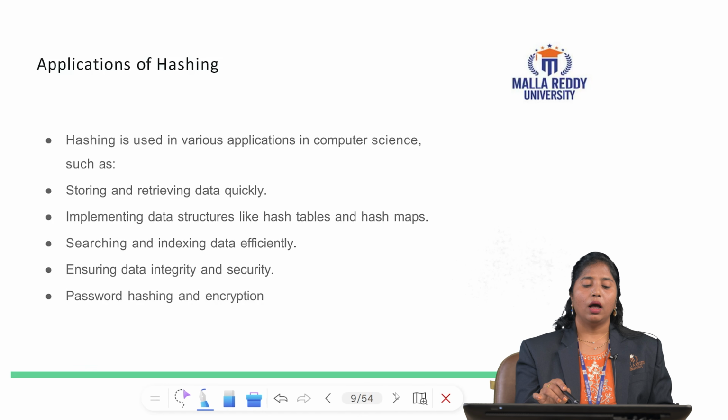Now see the applications of hashing. Hashing is used in various applications in computer science such as storing and retrieving data quickly, implementing data structures like hash tables and hash maps, searching and indexing data efficiently, ensuring data integrity and security, and password hashing and encryption. These are the applications of hashing.